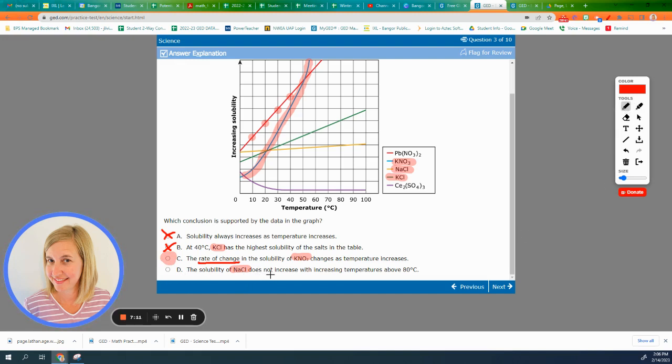The solubility of sodium chloride NaCl does not increase with increasing temperatures above 80 degrees. Let's find 80 degrees, and NaCl is the yellow line. So 80 is here, we go up. Here's the 80-degree point, and as we go up from 80 degrees to 90 degrees to 100 degrees, the solubility is increasing, not by a lot, but it is increasing. And so therefore, answer choice D cannot be true because we do see an increase. So our correct answer then is answer choice C.